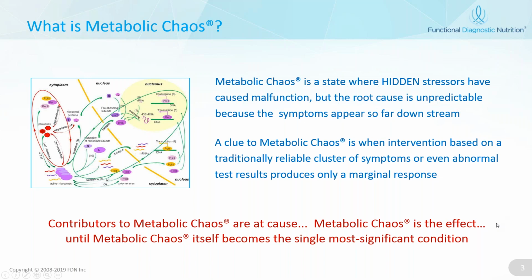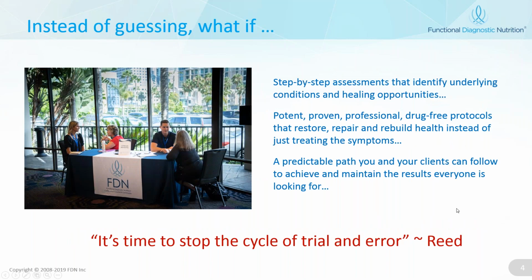Now, I could give you some examples, but I'm just going to keep going on with the presentation here. We can come back to it if someone has any questions about that metabolic chaos. But instead of guessing, what if there was a step-by-step assessment that identified underlying conditions and healing opportunities? That'd be one good thing. And then, of course, potent, proven, professional, drug-free protocols that actually restore, rebuild, repair health instead of just treating the symptoms or instead of just treating the paper. And a predictable path that you and your clients can follow to achieve and maintain the results everyone's looking for. And what I say is it's time to stop the cycle of trial and error.